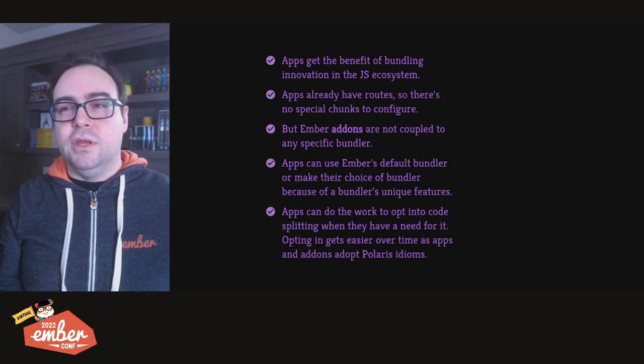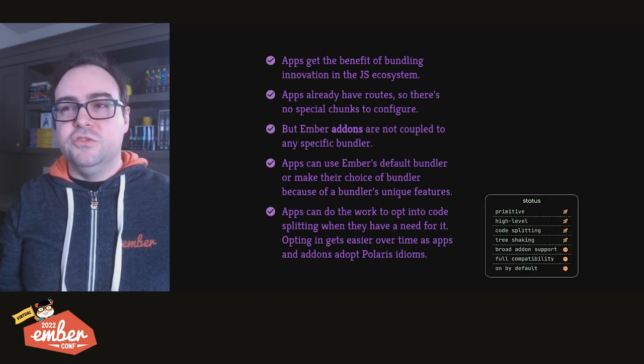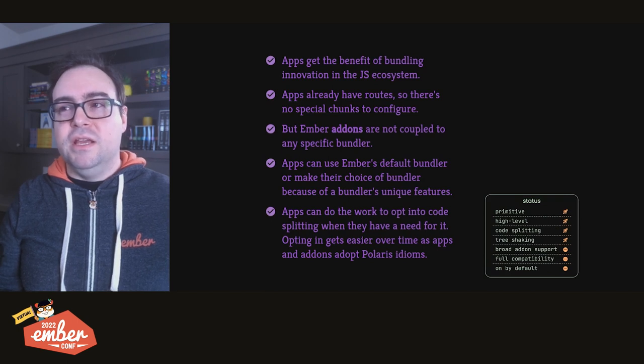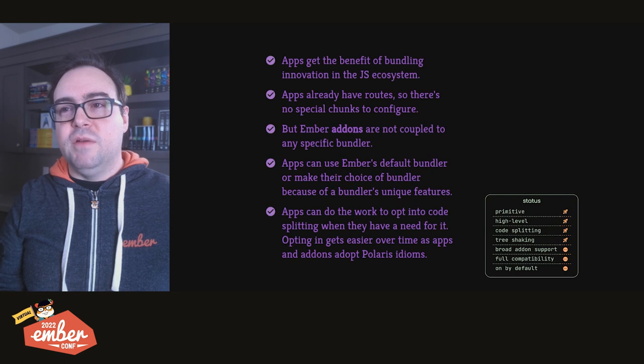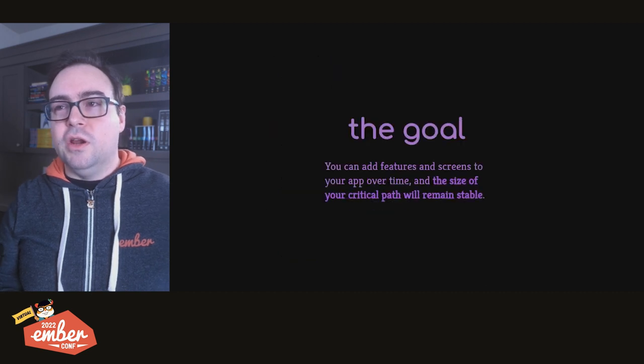So in summary, here's the story. The primitive and high-level features have already landed, including code splitting and tree shaking. Many add-ons are already compatible, but there are still a number of add-ons that aren't. There's also a long tail of obscure compatibility issues that we will need to address before we can turn Embroider on by default.